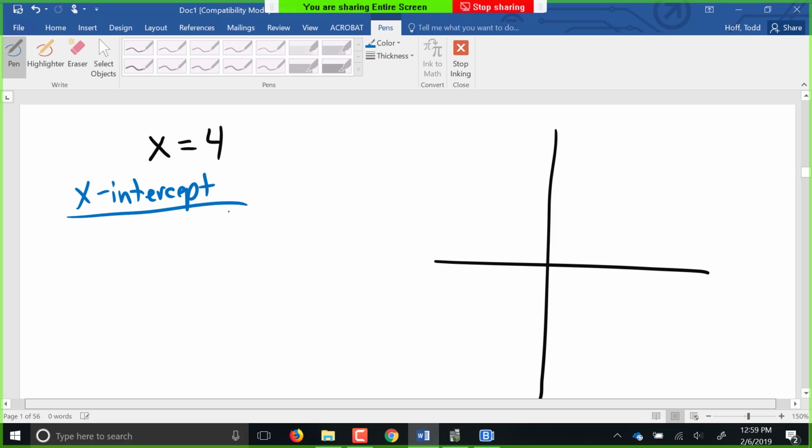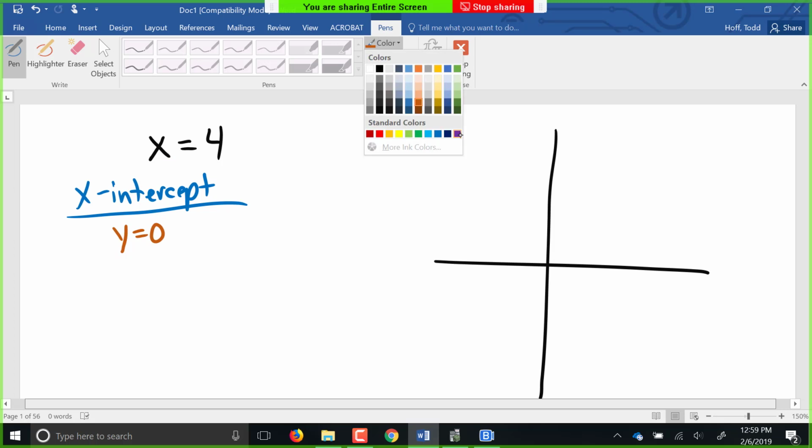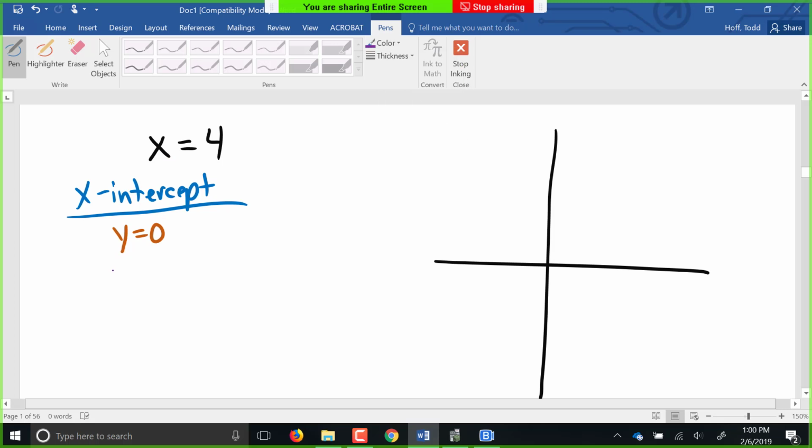the x-intercept. At the x-intercept, y equals 0, correct? If I put 0 in there for y, what do I get? Trick question, right? Y isn't in there, so y can be whatever I want it to. X still equals 4, doesn't it?